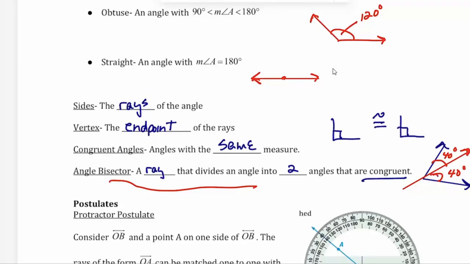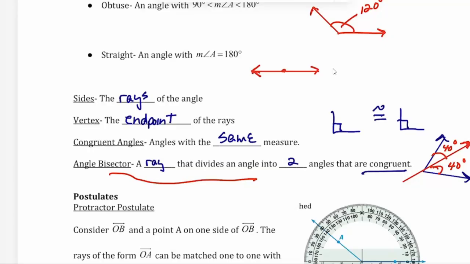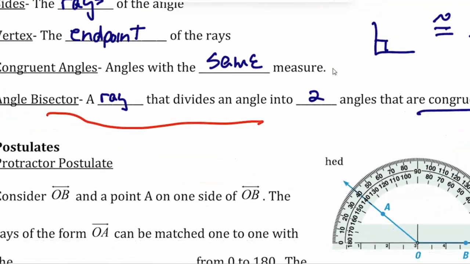Now it says protractor postulate. We did this in class, where you measure the angle. It says consider line OB. Line OB is right here, and it's going to go all the way across, basically. But we're talking about the OB part of it, and a point A on one side of line OB. Here's the A, the rays of the form. Here's a ray, OA is a ray right here.